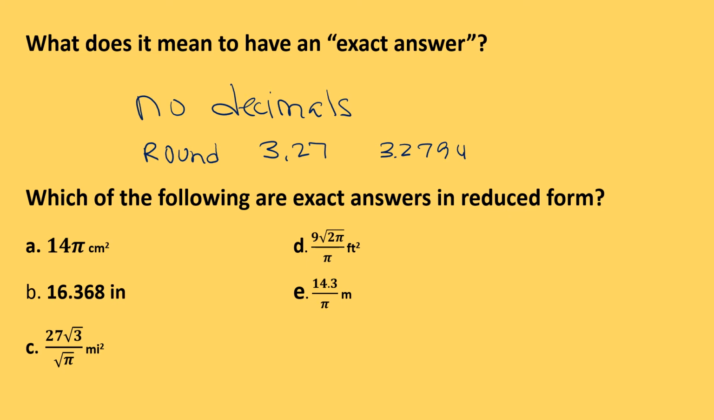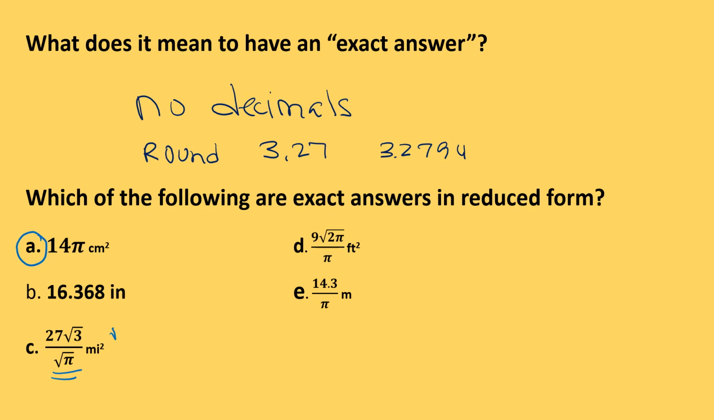All right, so if I look at these and determine what I think are exact answers, 14 pi is exact because everyone will have the same thing. B is rounded, so we cannot have that decimal. C is ugly. It's exact, but it's not in reduced form. We do not like having that square root of pi in the denominator.